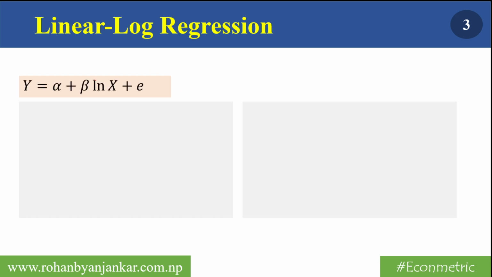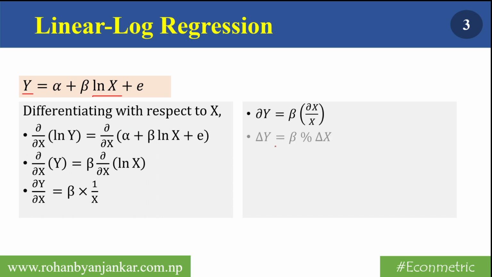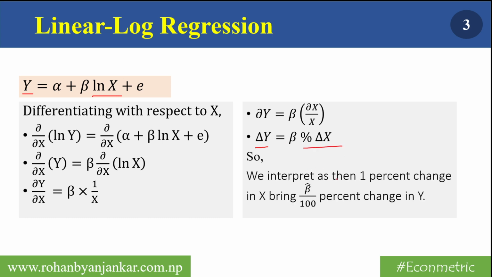Now the linear log regression, because it's linear in y and log in x. If I continue these steps, I will have change in y on the left hand side but percentage change in x. This means that we interpret it as: 1% change in x brings beta by 100 unit change in y, because the beta is already in percentage form, but we don't need the percentage change of y. We need only unit change. So we will divide beta by 100.